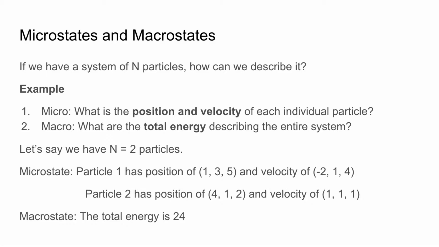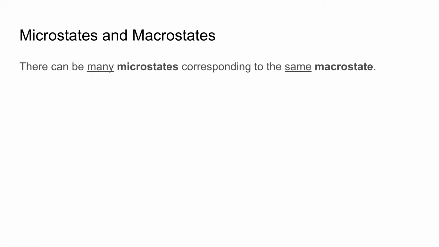Another illustration is that this is one example of a microstate that has a macrostate of 24. Are there other microstates that can lead to a macrostate of 24? The same macrostate? Yes, there are in fact many microstates that lead to the same macrostate, and one example is this other microstate where I swapped the numbers 2 and 4. The point is there are many microstates that correspond to the same macrostate. It's entirely possible, and later we'll be able to count this with combinatorics. So, as mentioned, there are many microstates that correspond to the same macrostate.